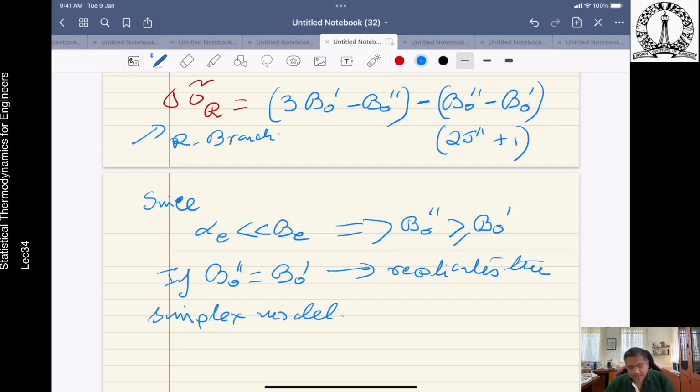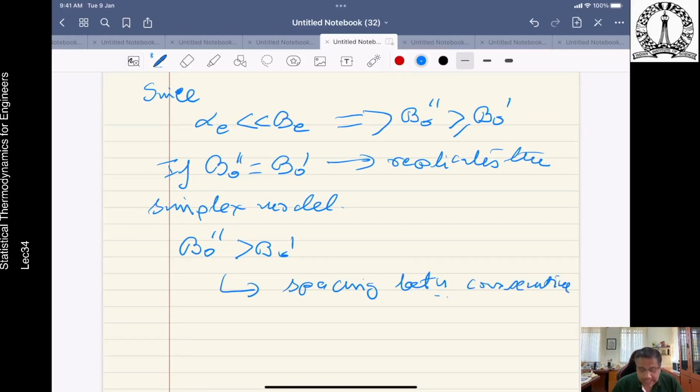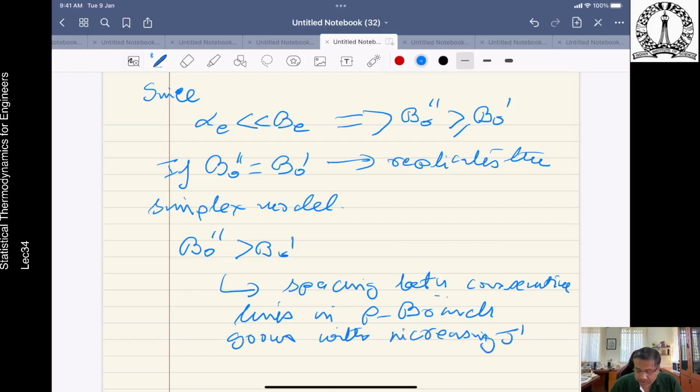Okay, if on the other hand B_V double prime is greater than B_V prime, then this actually says that the spacing between consecutive lines in the P branch grows with increasing J double prime.